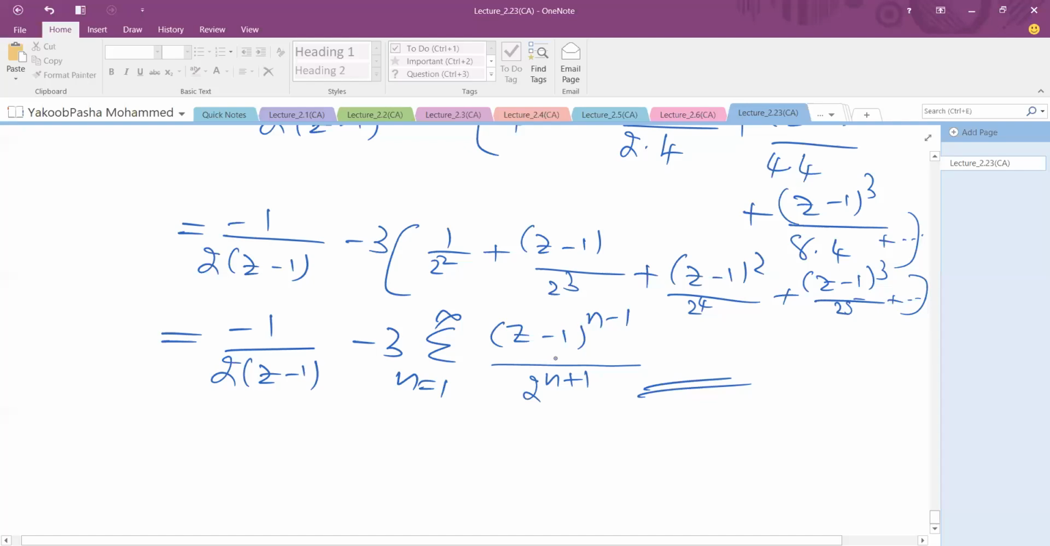టూ పార్ట్స్ ఉంటాయి. ఓకే, టేలర్ సిరీస్ ఉంటుంది యాజ్ వెల్ యాజ్ మెక్లారెన్ సిరీస్ అంటే లారెంట్ సిరీస్. రెండు మనకు ఎగ్జిస్ట్ అవుతాయి. ఓకేనా, కాబట్టి నెగిటివ్ టర్మ్స్ కంపల్సరీ, లారెంట్ సిరీస్ అంటే నెగిటివ్ టర్మ్స్ కంపల్సరీ ఉండాల్సిందే. ఇక్కడ నెగిటివ్ టర్మ్ ఏంటంటే -1/2 z-1 అనేది నెగిటివ్ టర్మ్.